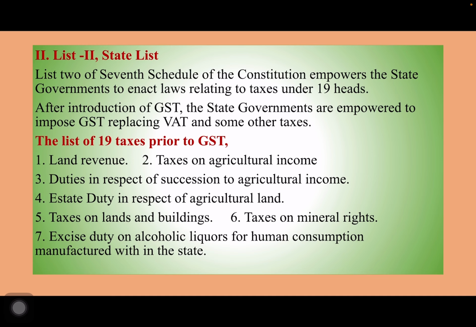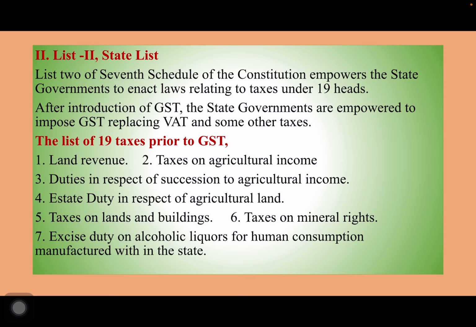Then second list is the state list. List 2 of the 7th schedule of Indian Constitution empowers the state governments to enact laws relating to taxes under 19 heads. After introduction of GST, the state governments are empowered to impose GST replacing VAT and some other taxes. VAT means value added tax, which was there prior to GST. The list of 19 taxes prior to GST under state list are land revenue, tax on agricultural income, duties in respect of succession to agricultural income, which was not covered in list 1.